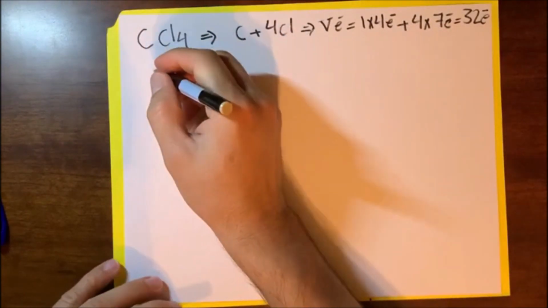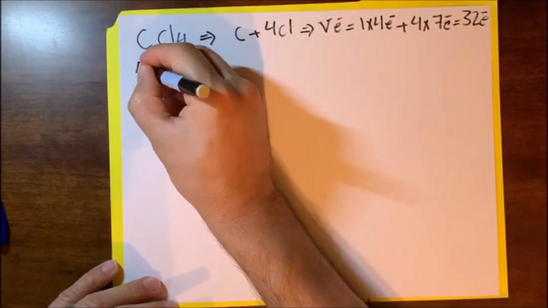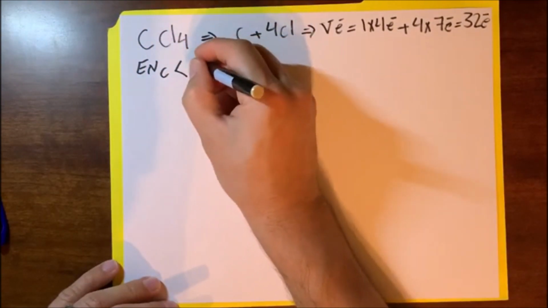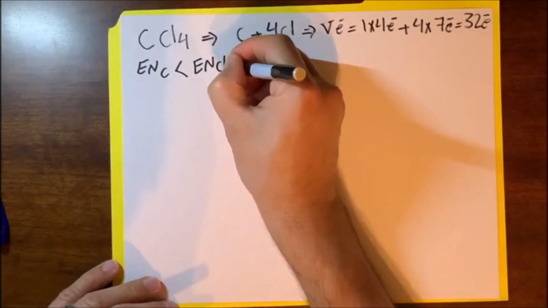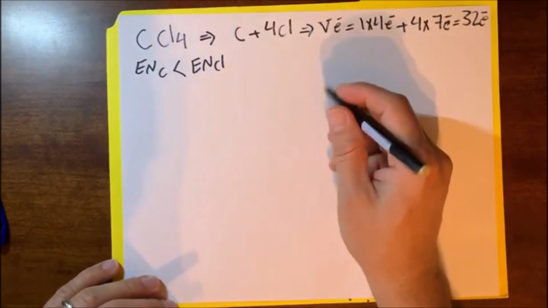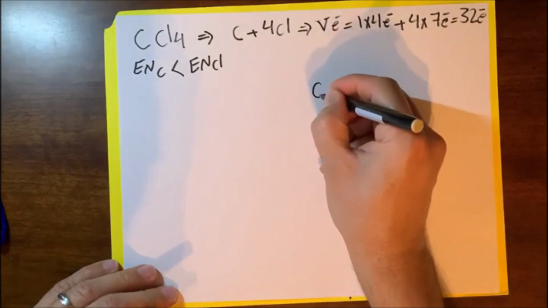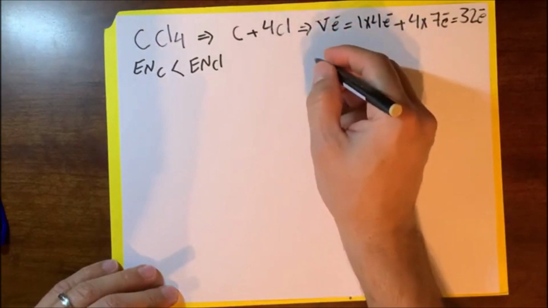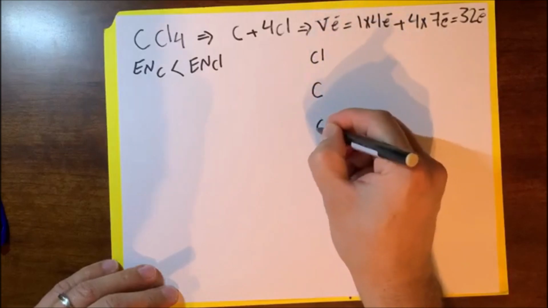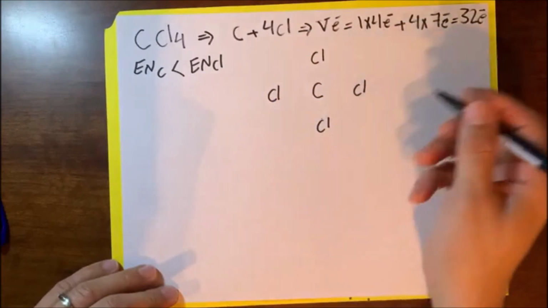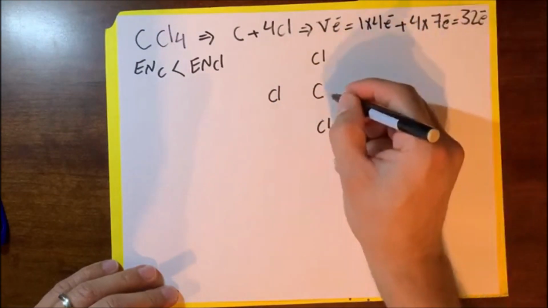We say the electronegativity of carbon is less than the electronegativity of chlorine. So based on this, carbon has to be the central atom. Here is carbon. We have 4 chlorines, so you can put the 4 chlorines around it, and then use 2 electrons per each bond.